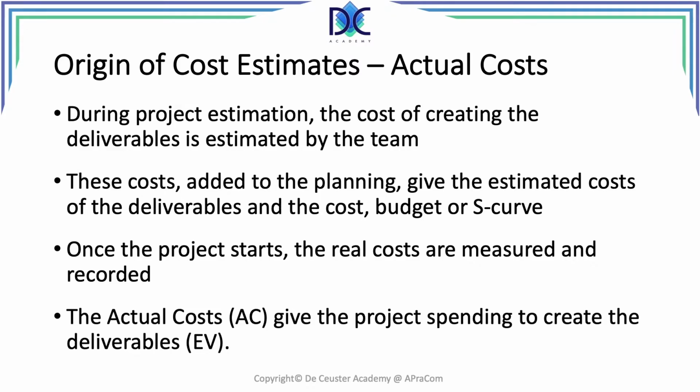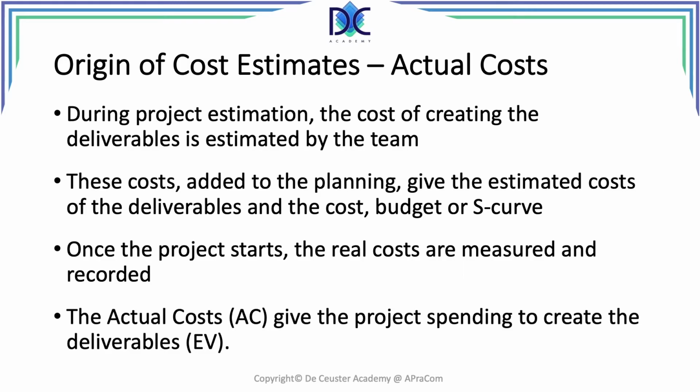The same thing when we start working on a project, we estimate how much we think the creation of deliverables is going to cost. Adding these costs to the planning, we find the budget or the S-curve. Once the project starts, the real costs are measured and recorded. How much do we actually spend while we're working on the activities?